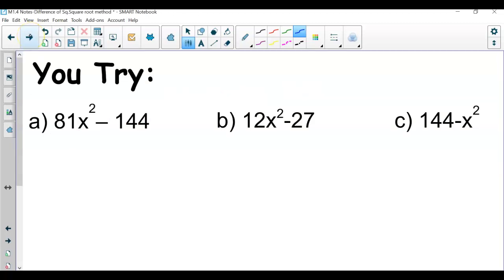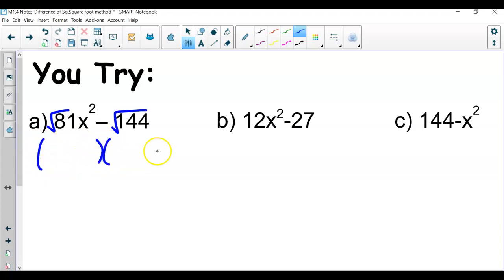So go ahead and pause the video here and try these 3 on your own. Don't forget, first step is always GCF. And here we go. Notice, do we have a GCF in the first one? No, you don't. But are they both perfect squares? Yes, because the square root of 81 and the square root of 144 are both perfect squares.